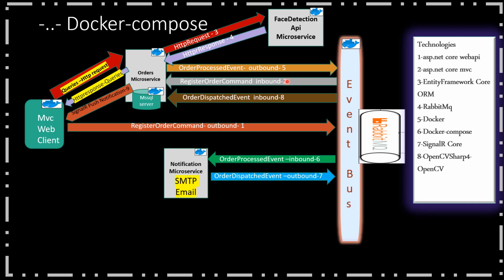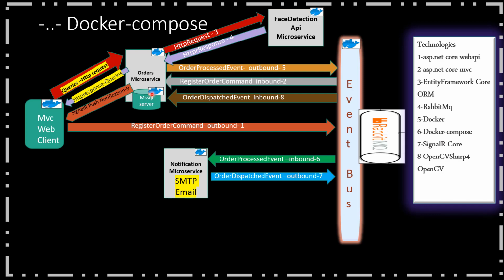Our orders microservice, receiving the command data, registers this data in its database as an order. The image data as received by the orders microservice is in byte array form and it is saved in that form in a database table. And this database server is again supplied by a Docker container.